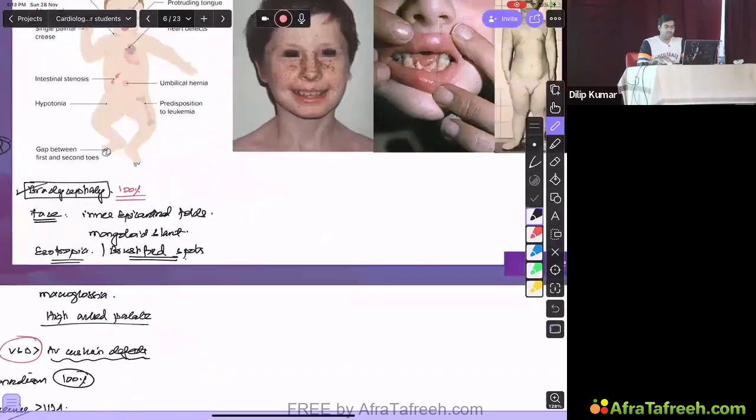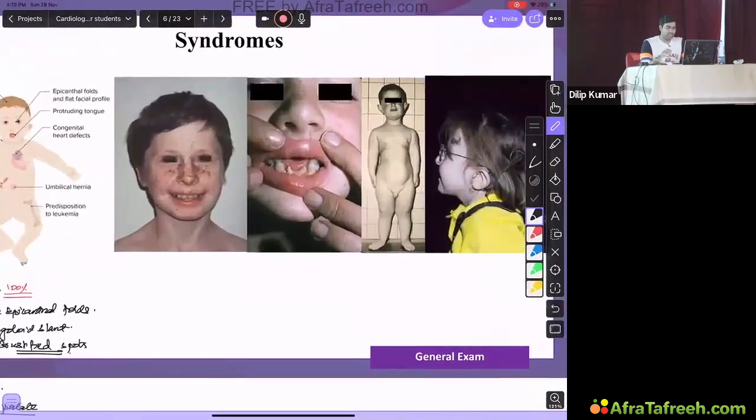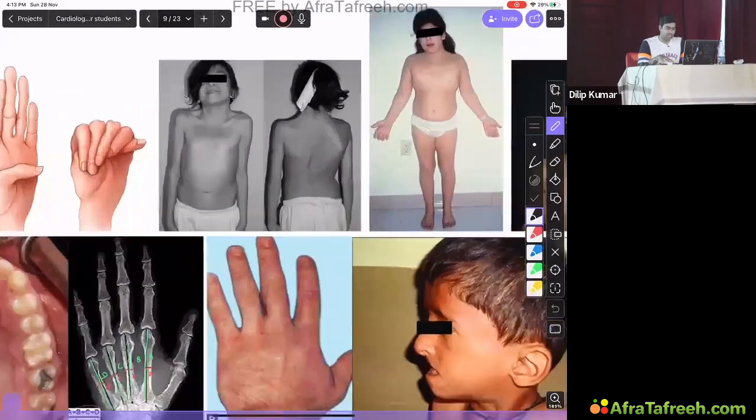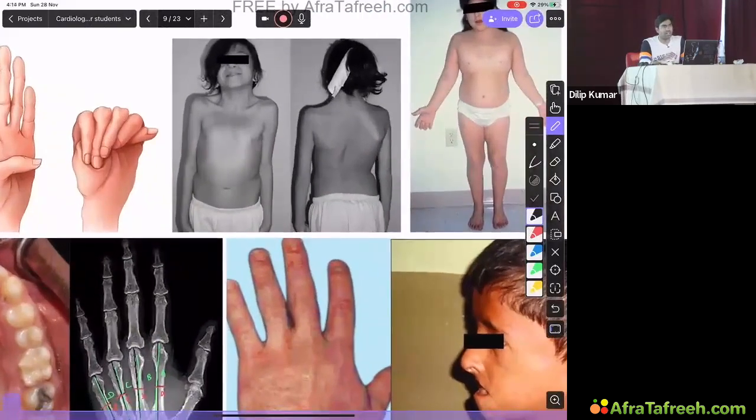Then what about another important syndrome, that is Turner syndrome? Again, Turner syndrome I can take for 1 hour also, but I have to finish in 5 minutes. What are the important components of Turner's? This is one important component, which is also a marker of congenital heart disease. What is that?